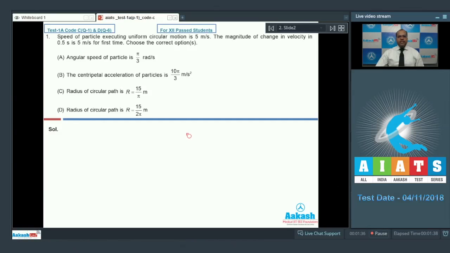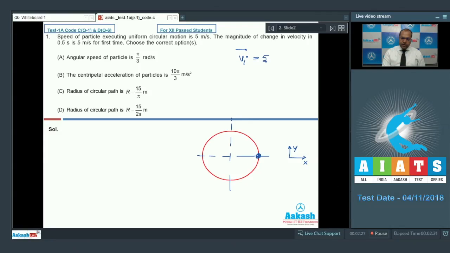So first of all, let's draw a circle. Initially at t equal to 0, let the particle be at this position. If I consider this as my x-axis and this as my y-axis, I can say the initial velocity of the particle is 5 j cap, because it is moving in this direction with a speed of 5 meter per second.